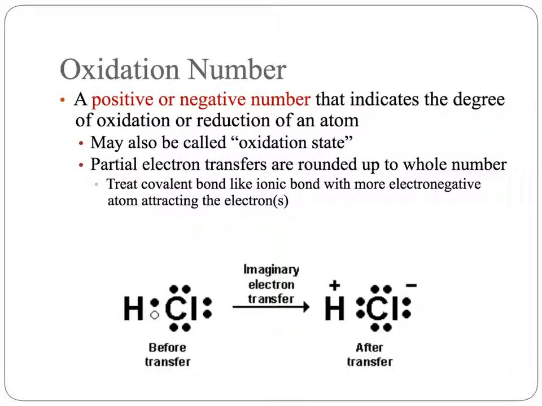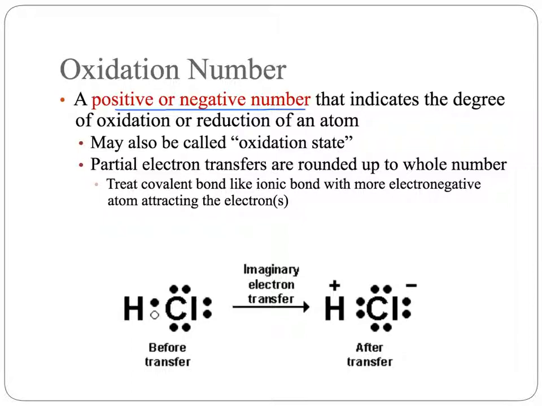Oxidation numbers then are a way of keeping track if oxidation and reduction are occurring. And remember that these two reactions occur simultaneously. If oxidation is going on, there is also reduction. An oxidation number is a positive or negative number that indicates how many electrons are moving, or the degree of oxidation or reduction. It's also sometimes referred to as the oxidation state.